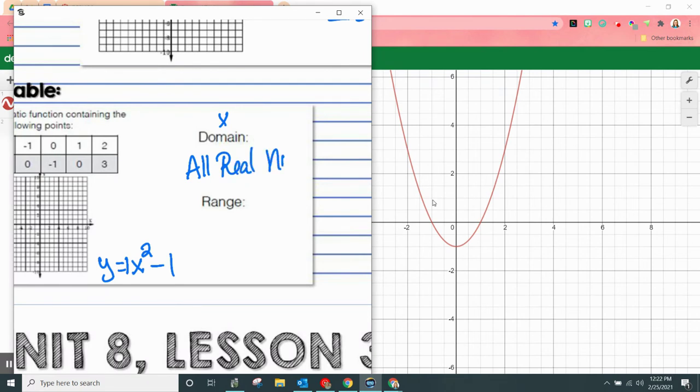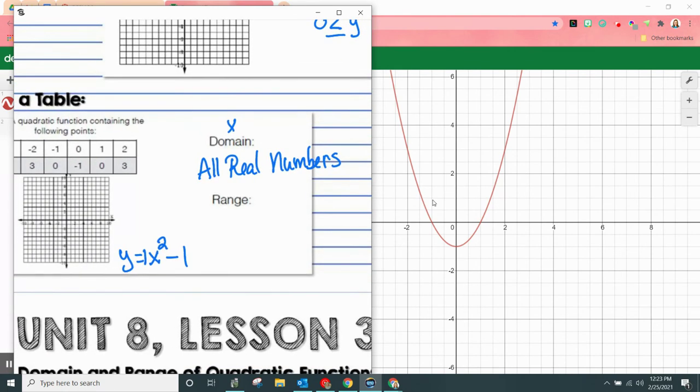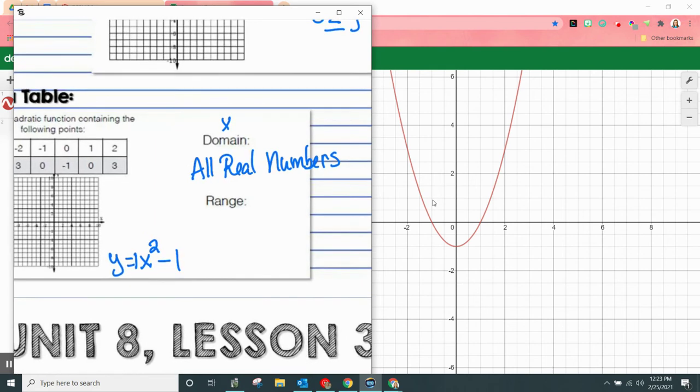And most of the time with quadratics, that is your domain, all real numbers, unless it's one that's been chopped off that has circles and endpoints on the end. I don't know why my iPad is freezing and not finished writing. I did write the S, but it doesn't seem to, there it goes. Now I refresh.